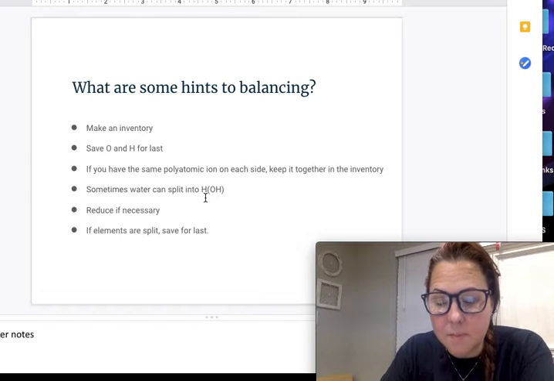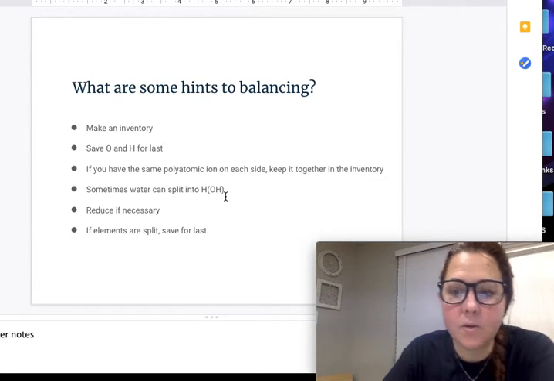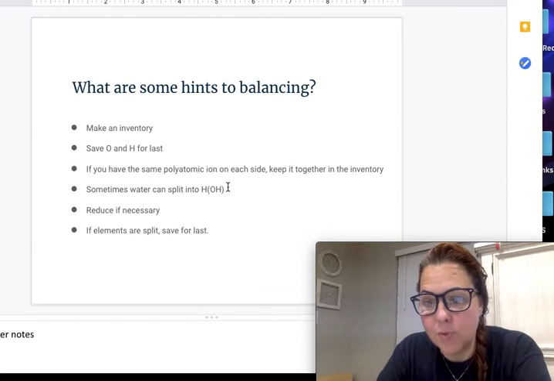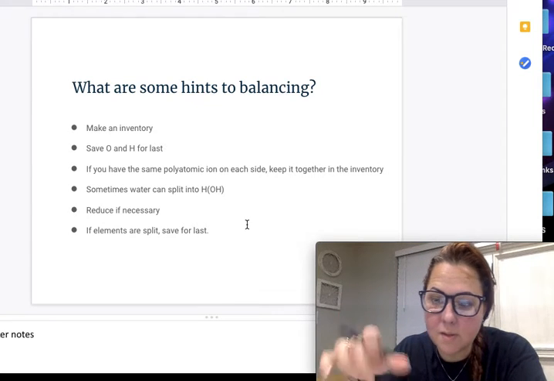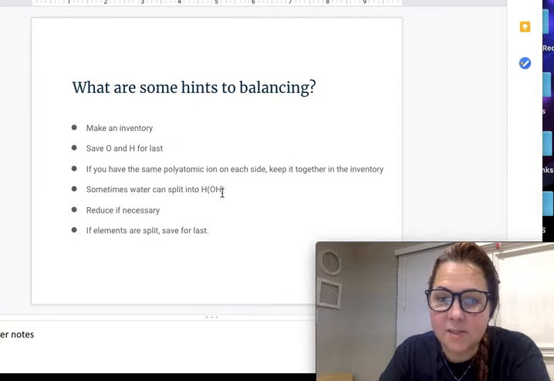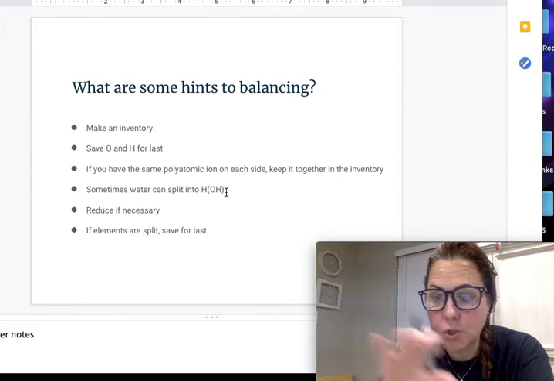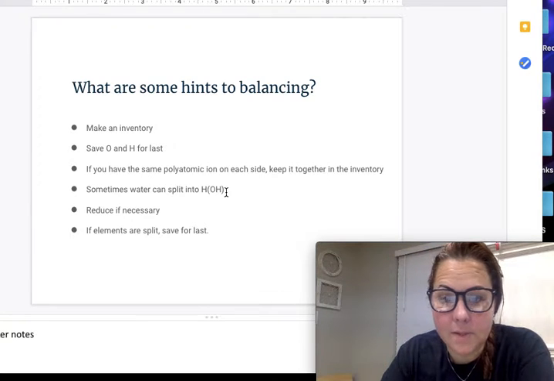Sometimes water can be split up into HOH, and I'll show you an example of that when we go through the examples. But you're going to see this in an acid-base reaction. Acids start with hydrogen, bases end with hydroxide typically. So if you have an acid-base reaction, you might want to break up your water, H2O, into HOH, hydrogen hydroxide. It makes the balancing a little bit easier.